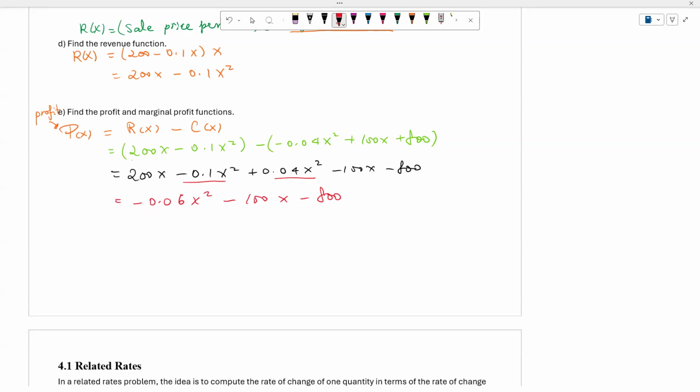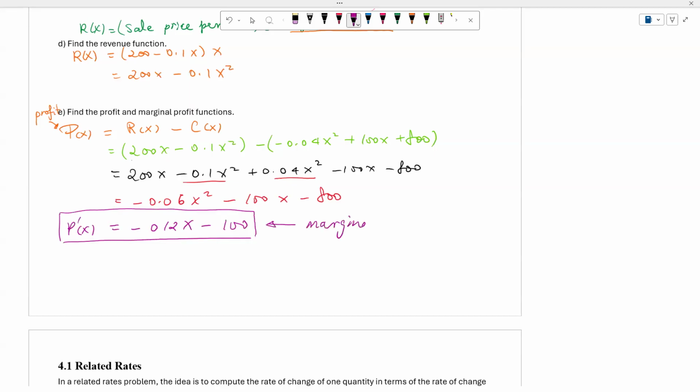Then my marginal profit will be negative 0.12x plus 100. So this will be the marginal profit.